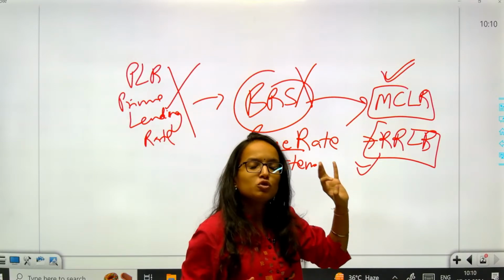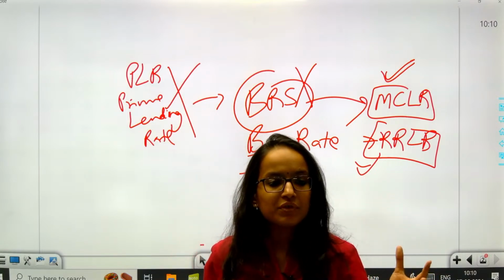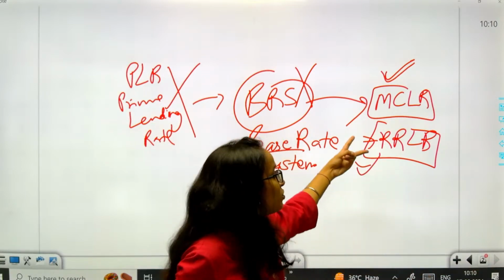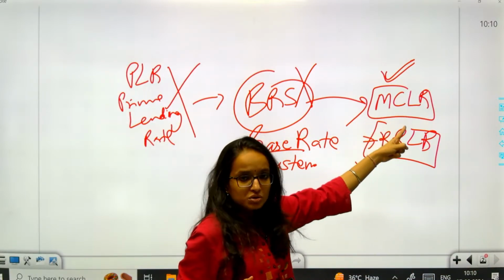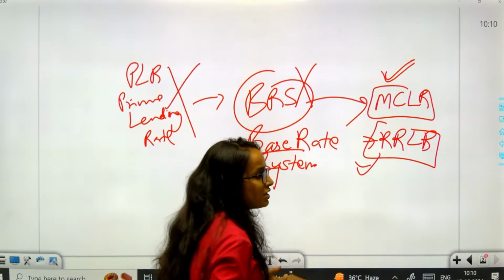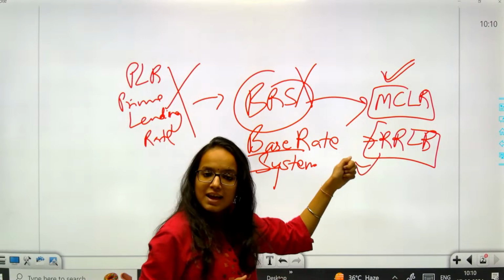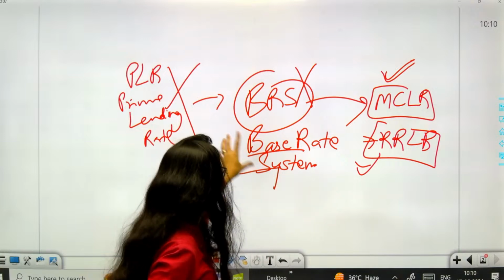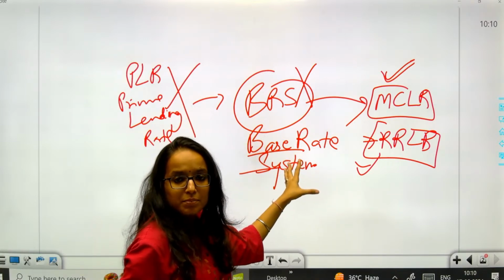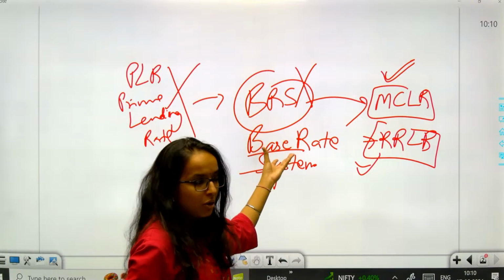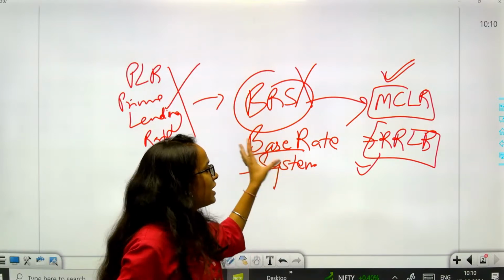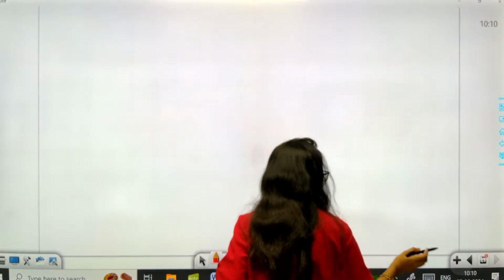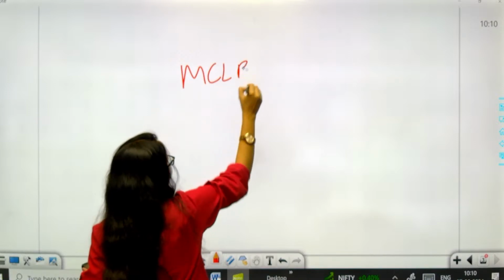Got this point? Right? So presently the interest rates on the basis of which the customer, the public, gets loans are these two rates. MCLR, which is your marginal cost of funds based lending rate, and another one is RRLR, which is your repo rate based lending rate. So have you understood till this point that earlier we had the prime lending rate, then we had the base rate system, but both did not work properly. They had a lot of loopholes. So then these two were replaced by MCLR and RRLR. Clear? So now we have MCLR and RRLR.